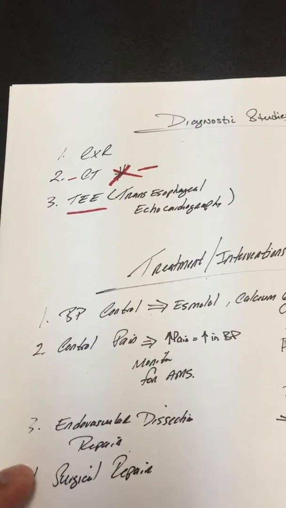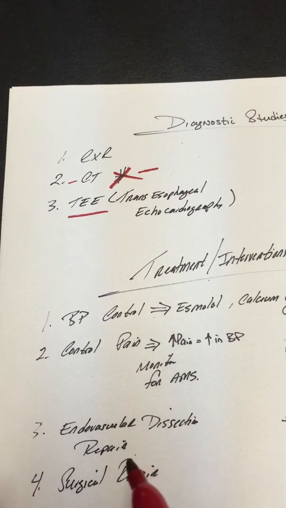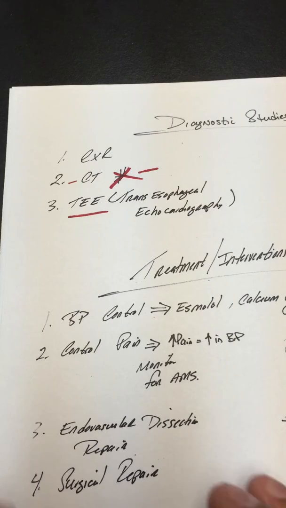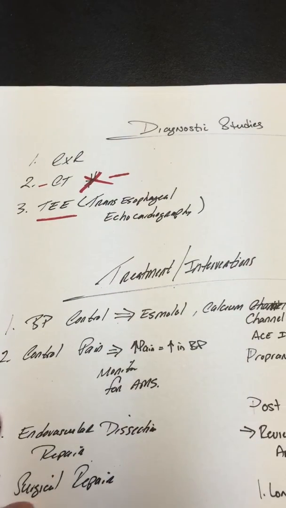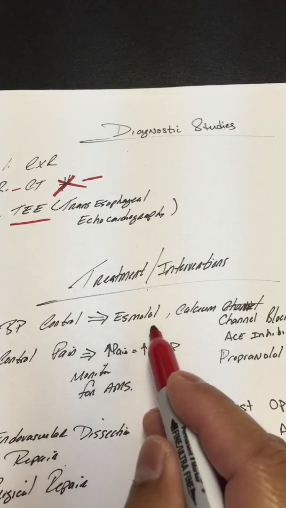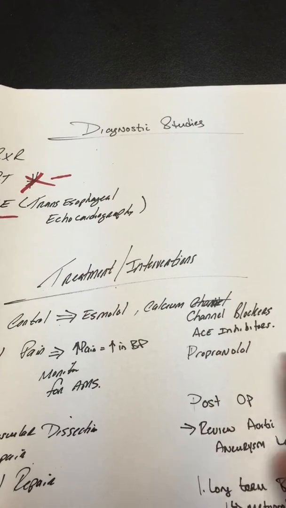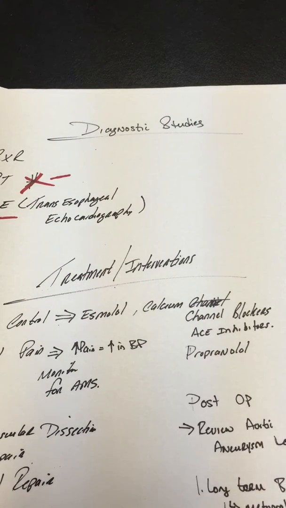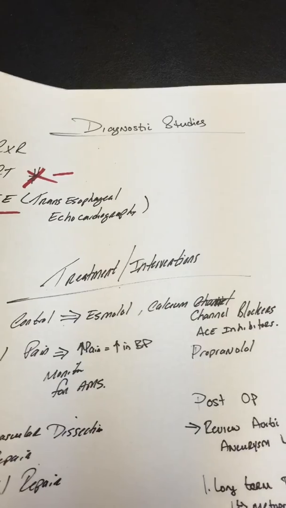Treatment and interventions. Number 1, you want to control blood pressure. Again, any increase in blood pressure will make it more likely for that dissection to rupture. So again, you want to have good control of blood pressure. You want to maintain blood pressure at a low level. So patients may receive something like esmolol, calcium channel blockers, ACE inhibitors, propranolol.